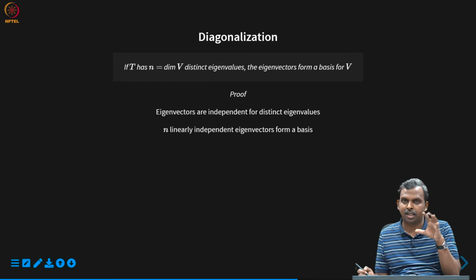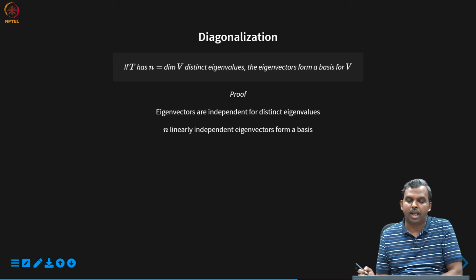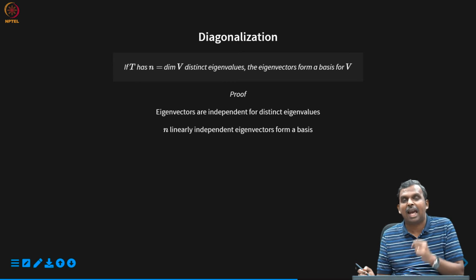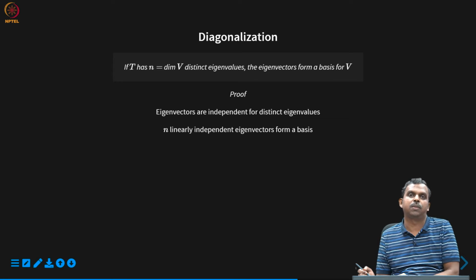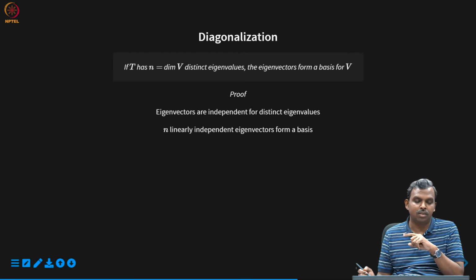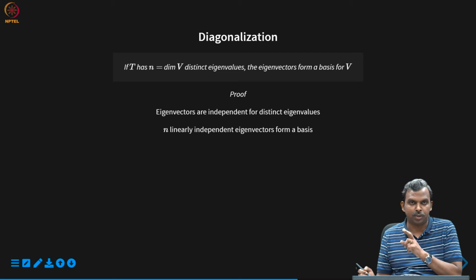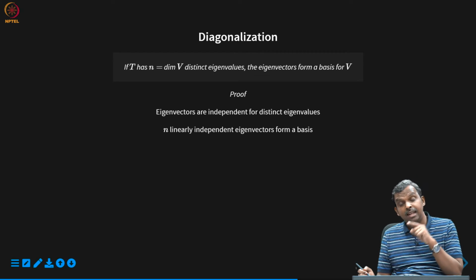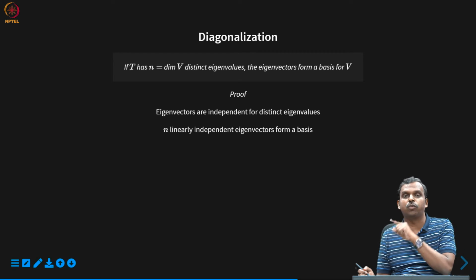We'll look at larger linear operators for which diagonalization is possible. For now, I will look at a sub case or a sufficient case for diagonalization. So, if your linear operator has n distinct eigenvalues, what is n? N is the dimension of the vector space V, and T is an operator from V to V. If your operator has n distinct eigenvalues, the eigenvectors form a basis for the vector space V.